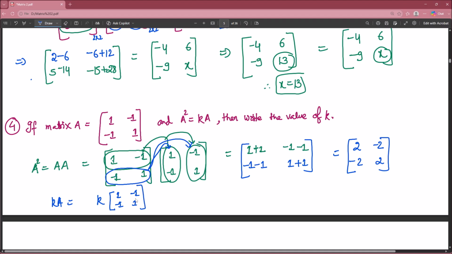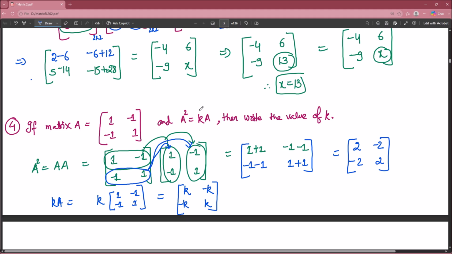From the scalar multiplication properties of a matrix, if k is multiplied by this, then all the elements of the matrix are multiplied by k. So it is equal to k, minus k, minus k, and then k. So this is the value of kA.